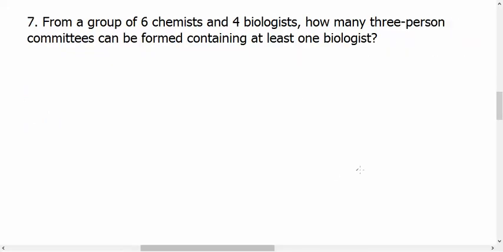Let's go this way to number 7. So question number 7. From a group of 6 chemists and 4 biologists, how many 3-person committees can be formed containing at least 1 biologist? Okay, so once again, I'll let you try to work this one out on your own first.